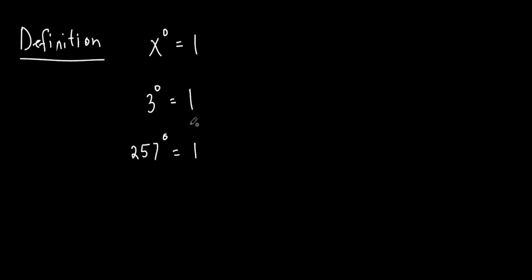Let's see. What else do I want to say? Let's do another variation of this. What if I did this? What if I said -3 to the 0? What is it? Say it. Is it 1? Which one? Which one is it? Is it -1 or 1? It's one of them, I promise. Why is it -1, Tristan?